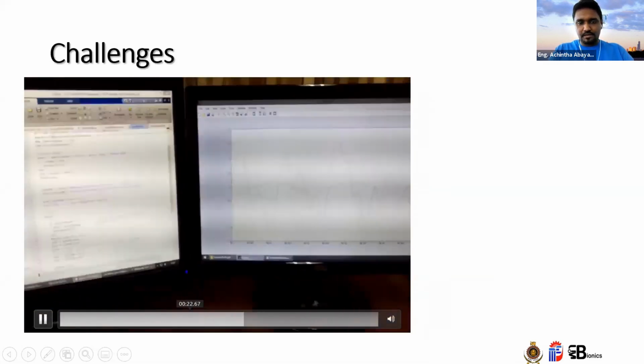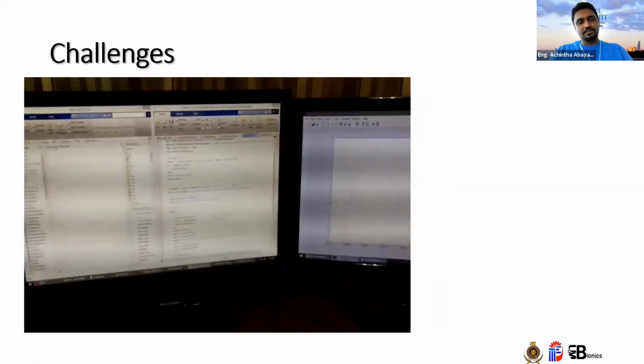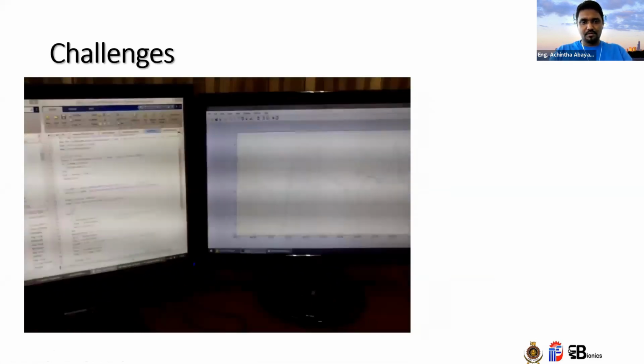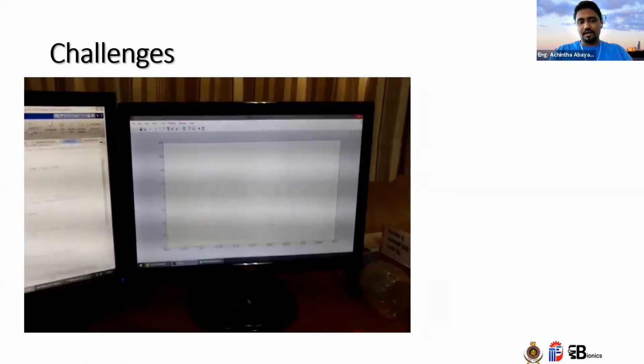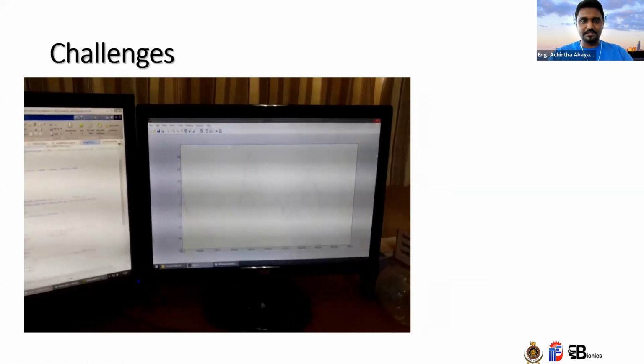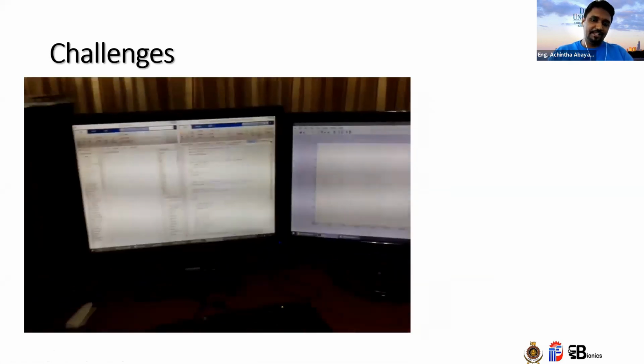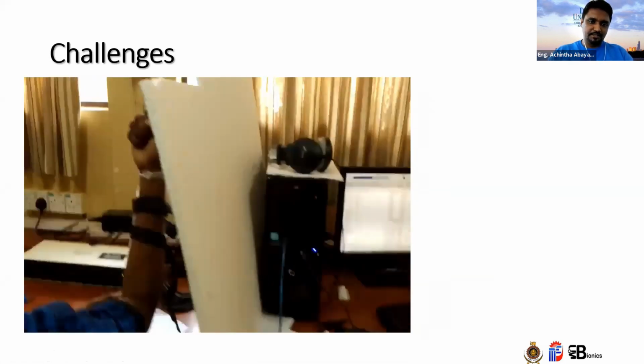So what we are doing here, we are measuring the joint angle of the elbow, and also we are taking the EMG signals at the same time, and we are trying to build a relationship between the angle and the EMG signal.